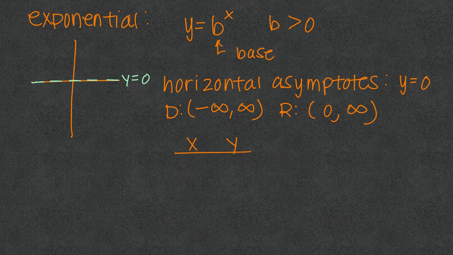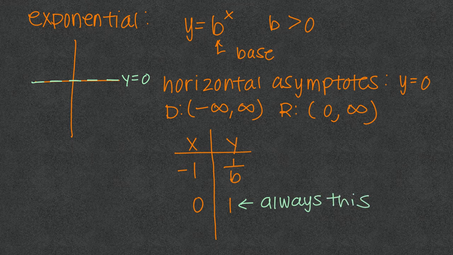So there was a pattern for all exponential functions, okay? A pattern for how the x's and y's made their points. So the pattern was always -1, comma 1 over b, and b is the base. So -1 for the x, 1 over b for the y. The second point was always 0, 1. And then the last one was 1, comma b.